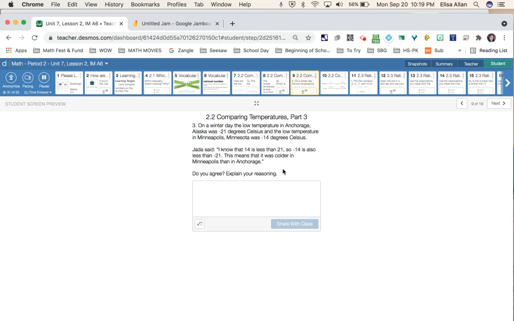Please take a moment to take a look at this, reread the information that we're given, and really decide whether or not Jada's full statement is correct. If you agree with her, please explain. If you don't agree with her, please make sure you mention that and also explain as well.